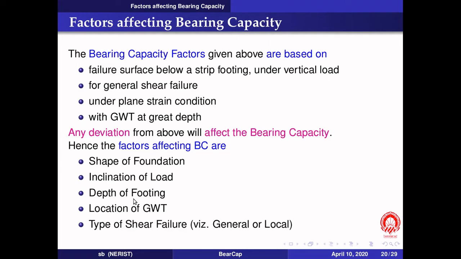All right. Then depth of footing, of course. Then the location of groundwater table, as I have already told you, and also the type of shear failure, whether it is general shear failure or local shear failure, that will also affect the actual bearing capacity.